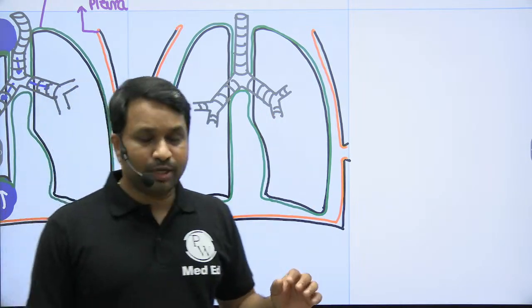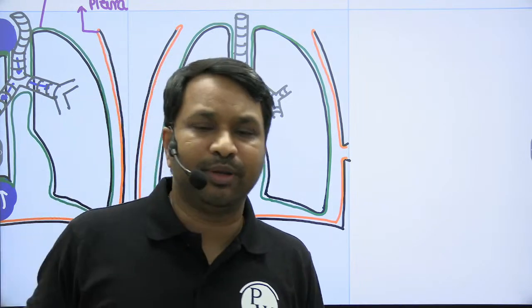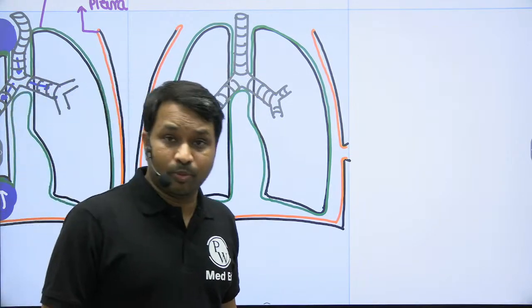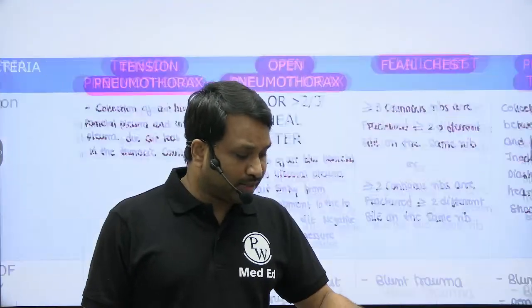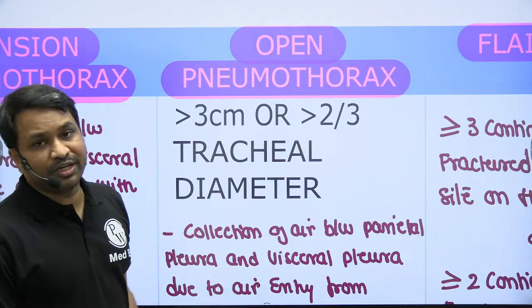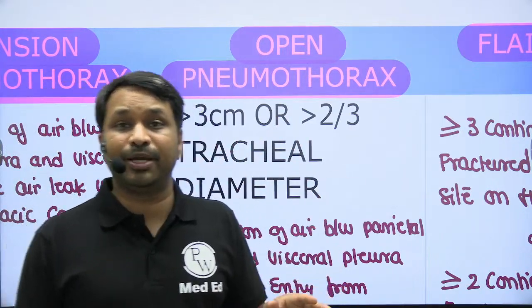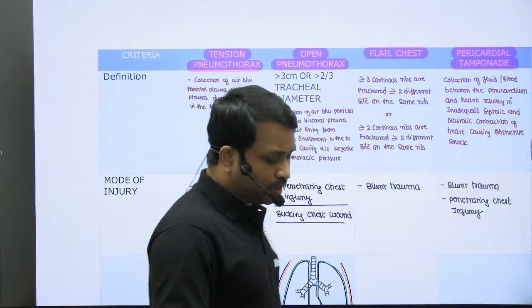Now that is why I told you, if I take a small needle and puncture, and stab with a small needle and bring it down, will it cause an open pneumothorax? The answer is no. The criteria for developing an open pneumothorax is that the defect should be either more than 3 centimeters in size or more than 2/3 of the tracheal diameter of that particular patient in order to create this one-way valve, and that is what we call a sucking chest wound.